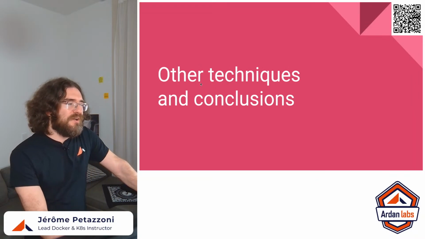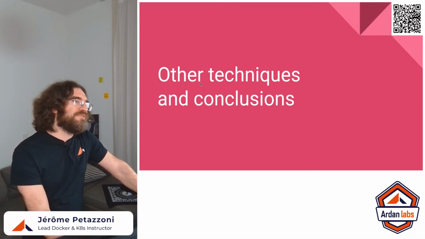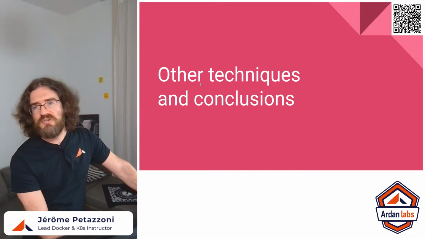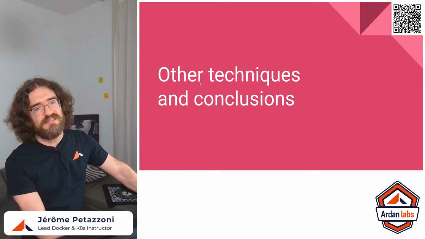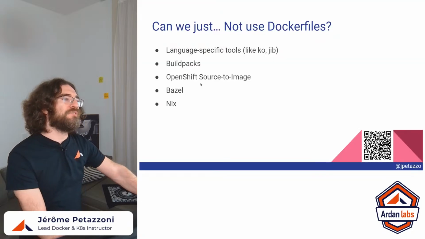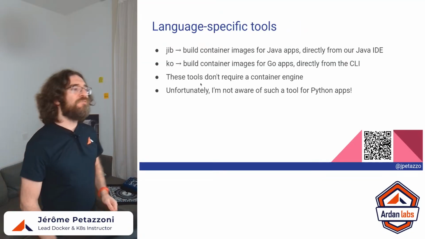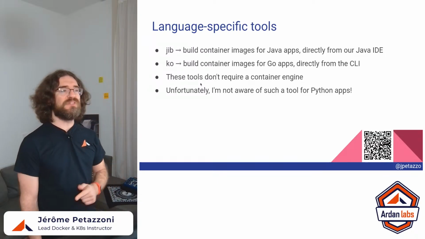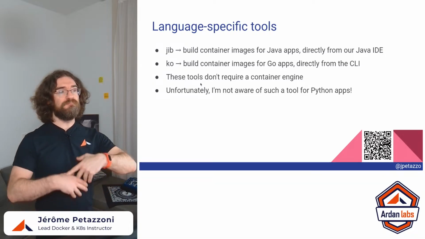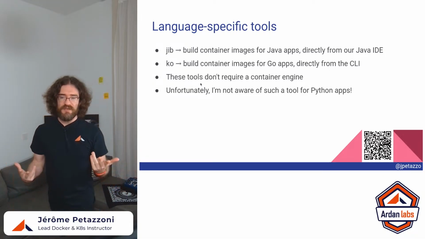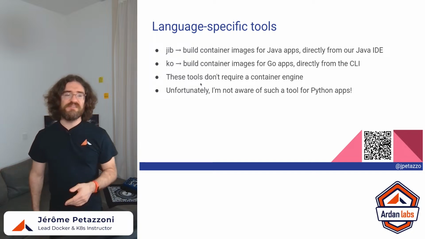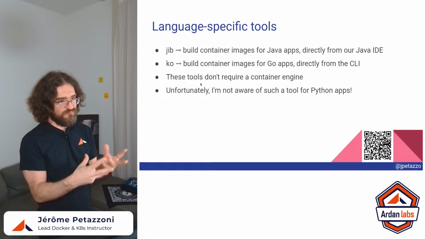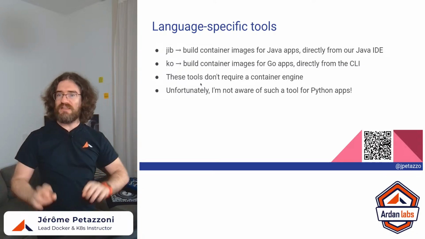All right, now, do we have something else than Dockerfiles to build images? The short answer is yes, but for data science it sucks. And a longer answer: if you're working with Java or Go, there are some pretty amazing tools like Jib and Ko to build container images without a container engine. Ko is kind of magical, it builds your Go binary and then it builds the image in a very direct, optimized way.